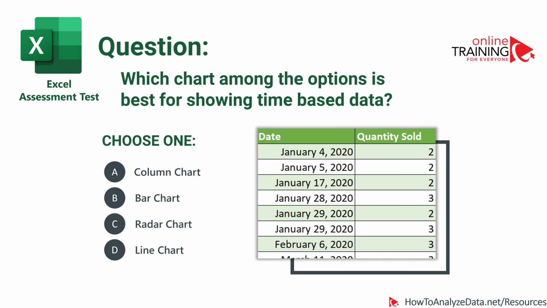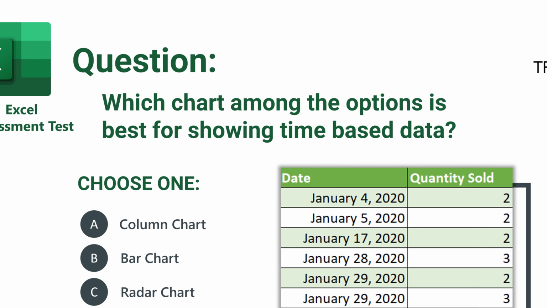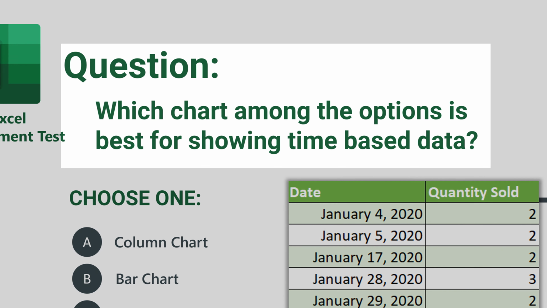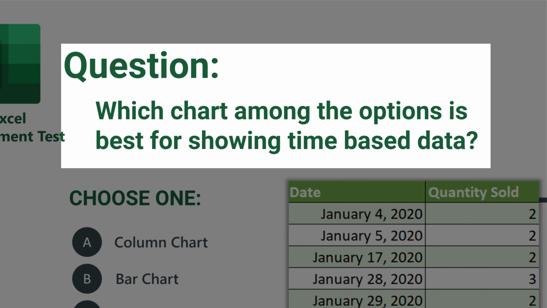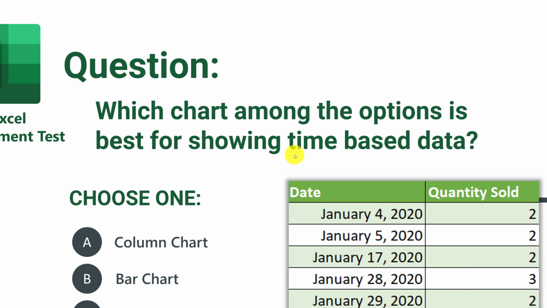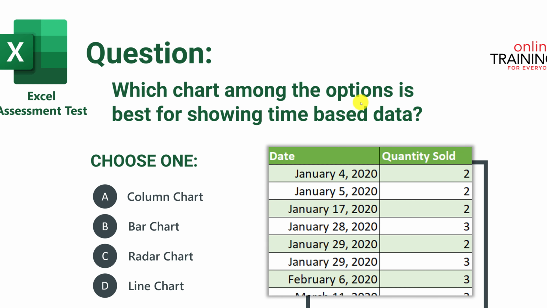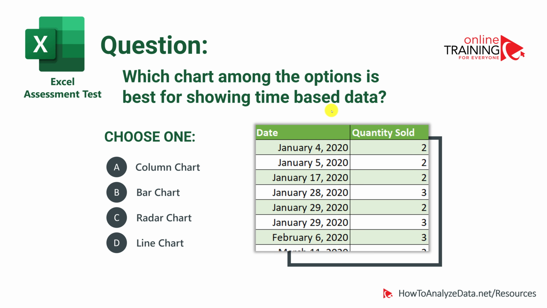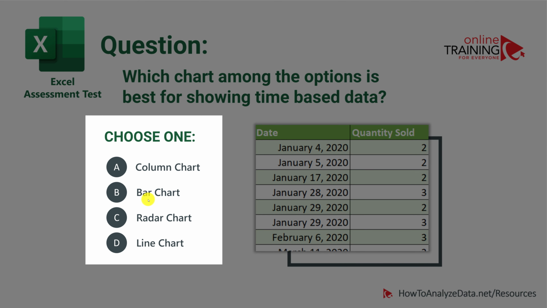Let's look at the question which tests your knowledge of Microsoft Excel charts and graphs. Which chart among the options is the best for showing time-based data? And the key here is time-based data. So as always, with any questions related to Microsoft Excel and Excel tests, just pay attention to every little detail in the question itself. And we have 4 choices: column chart, bar chart, radar chart, and then line chart. Which one would you choose? Which one do you think is the right option?